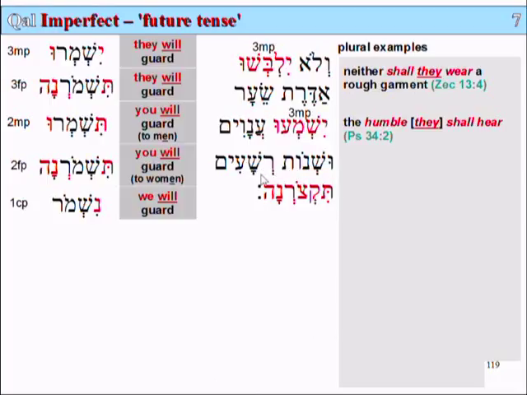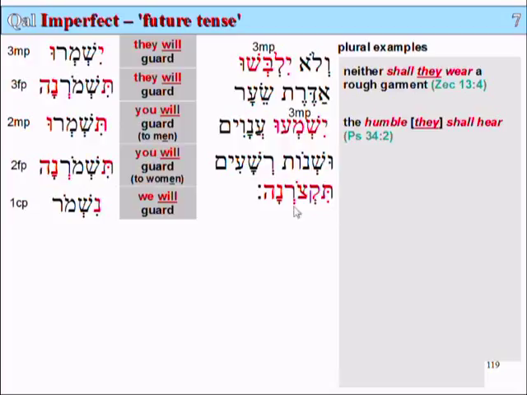Okay, third example. Ushnot reshaim tikzorna. The vav here means and; it's a shureq, a u-sounding vav, and it has the same meaning as this vav here. This word is the plural for year. The word for year is shana, and the word for years is shanot. Reshaim, the wicked. Resha means wicked, and reshaim is the plural. And the years of the wicked, ushanot reshaim.